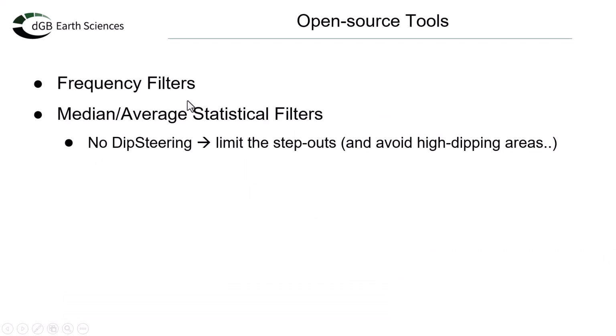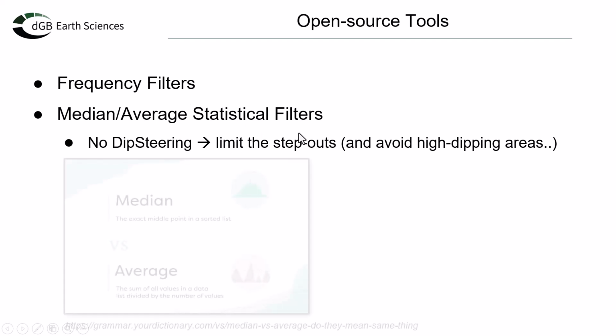We can apply median and average statistical filters. It is our tried and tested dip-steered median filtering method without the steering. So as long as we keep in mind that we don't go crazy on the step outs, and perhaps also avoid high dipping areas if possible, we can indeed run statistical filters as well, simply along z-slices.